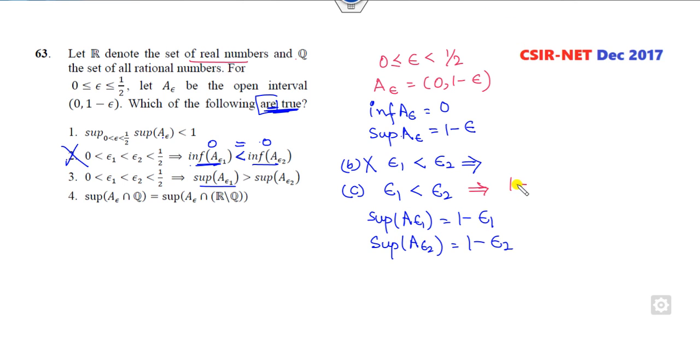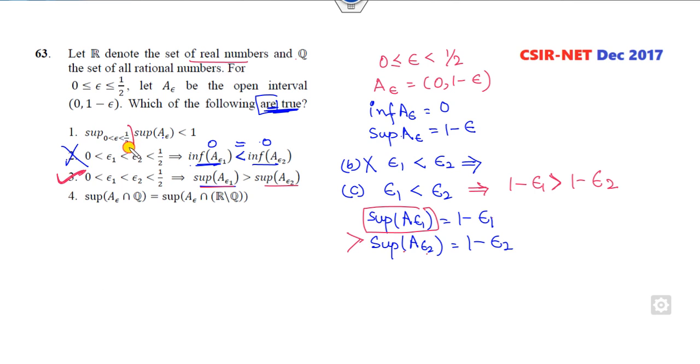From here we can see 1 minus epsilon 1 is greater than 1 minus epsilon 2. That means supremum of this is greater than or equal to supremum of A epsilon 2. But here we can take strictly greater than. So we can write here a strictly greater than sign. So supremum of A, this is the correct statement. Look at this one.